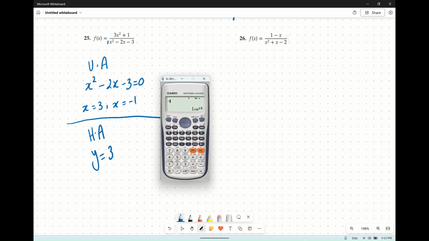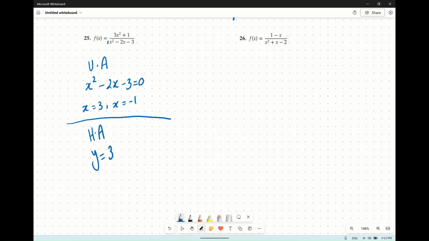What if I do shift calculate, but now from the negative? So a very large negative number. Again, the answer is 3. So we only have a horizontal asymptote at y equals 3. Now we come to question 26.